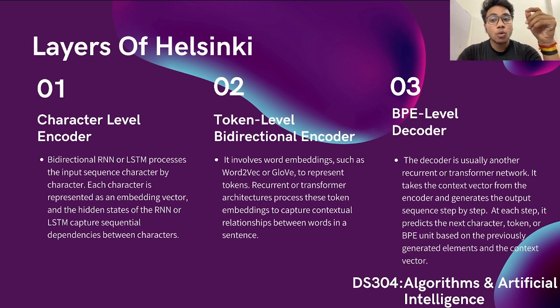Now the second layer is the token level layer. The token level bidirectional encoder layer is like a really smart translator who reads the entire sentence from beginning to end and then reads it again in reverse order. This helps them understand the context and relationship between words, allowing them to translate the sentence accurately and smoothly.